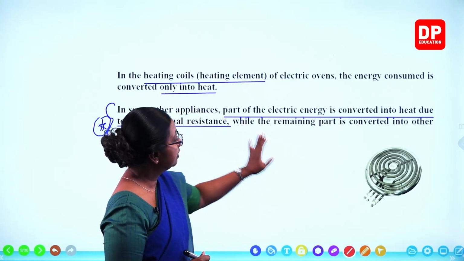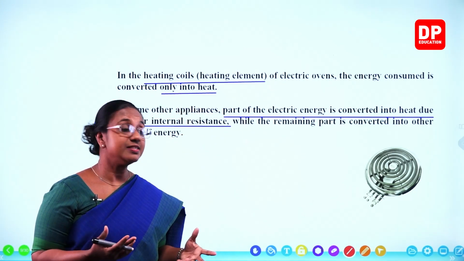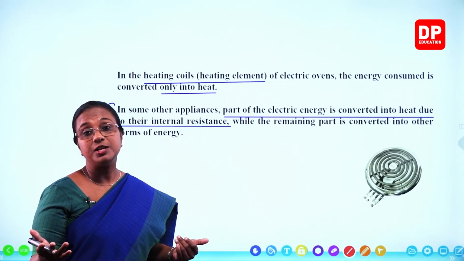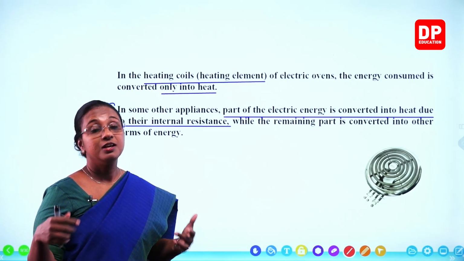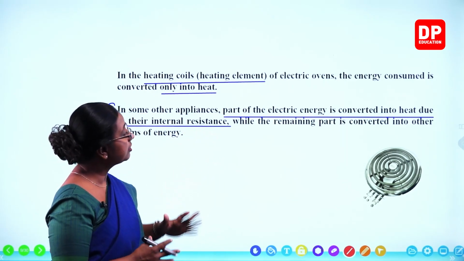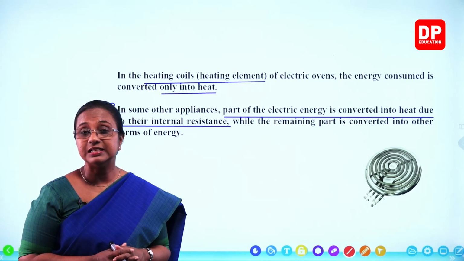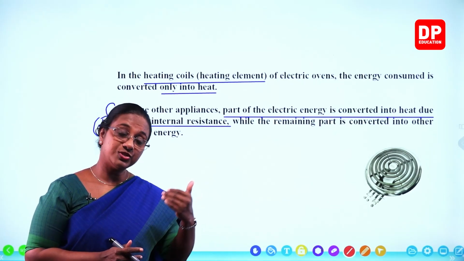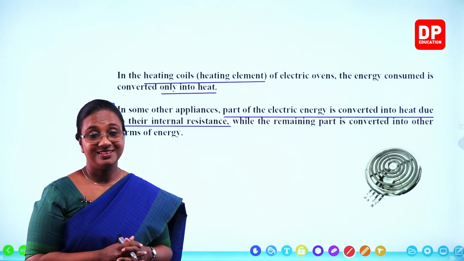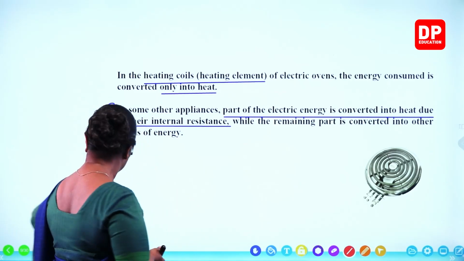In some appliances, we use heating elements, and we only produce heat. There the internal resistance is an advantage, because we need to produce heat. Even in irons, we produce heat. But in other appliances, part of the energy is converted into heat due to their internal resistance. There, of course, it is not 100% efficient. You have to remember that. So with that, students, I'll move on to the next slide.